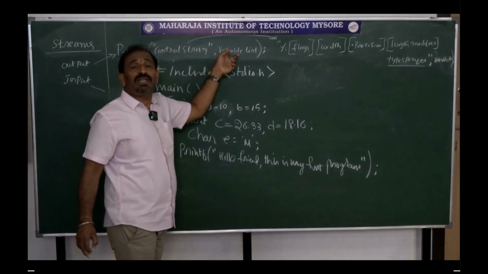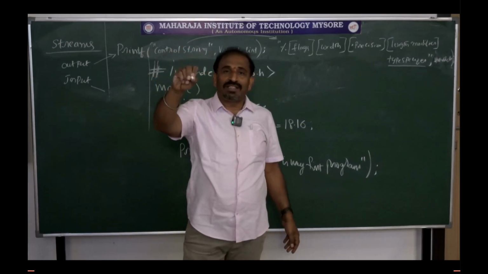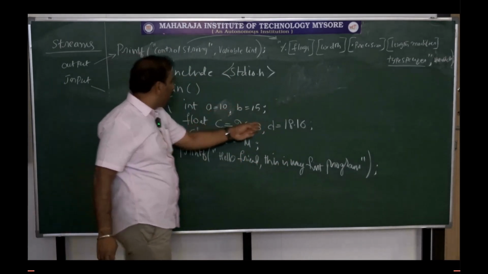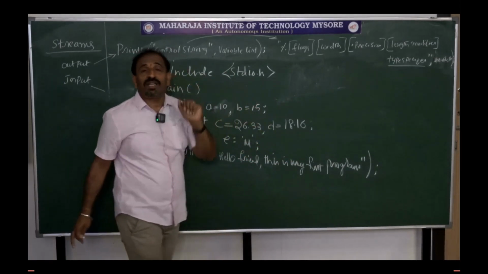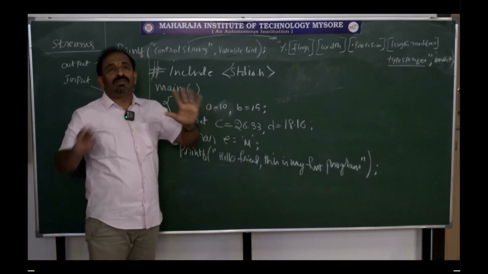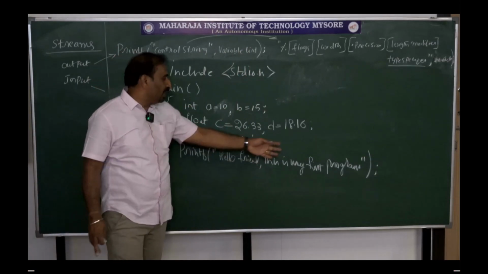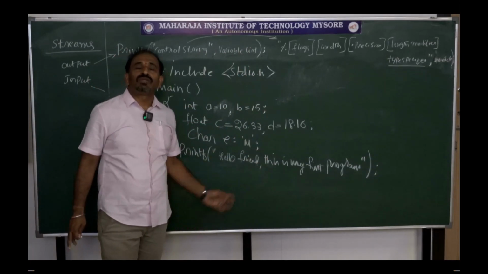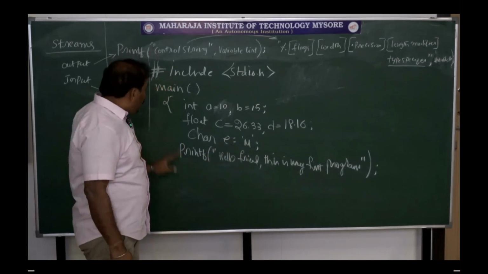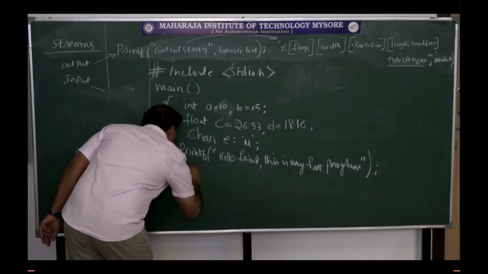Sir, where is the variable list? Because I am not printing any variables here. I have not used any variables. The variables are a, b, c, d, e. These are the five variables I have declared, but I am not using them to print. I am just printing a message, hello my friend, this is my first program. So this is being displayed. Now, after this I would like to print. I can use the printf statement again.